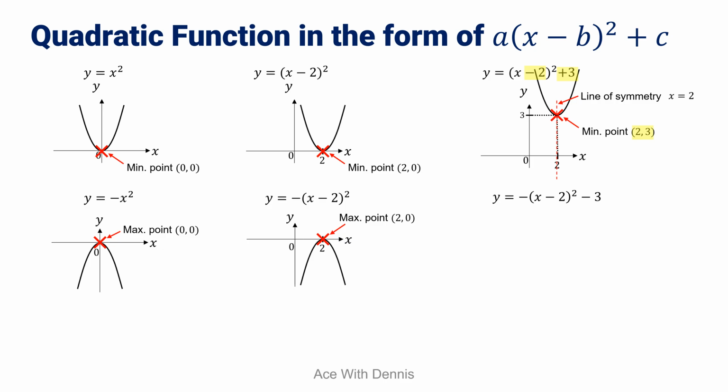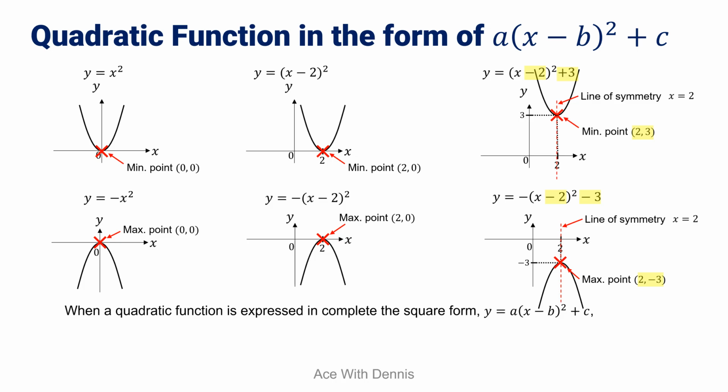Next, when y equals negative bracket x minus 2 square minus 3, start from the original graph y equals negative x squared. First, it moves 2 units to the right, and then 3 units to the bottom. And this gives the coordinates of the maximum point, which is (2, negative 3). Again, notice the coordinates of the maximum point with the values of b and c. This is the line of symmetry, which is x equals 2.